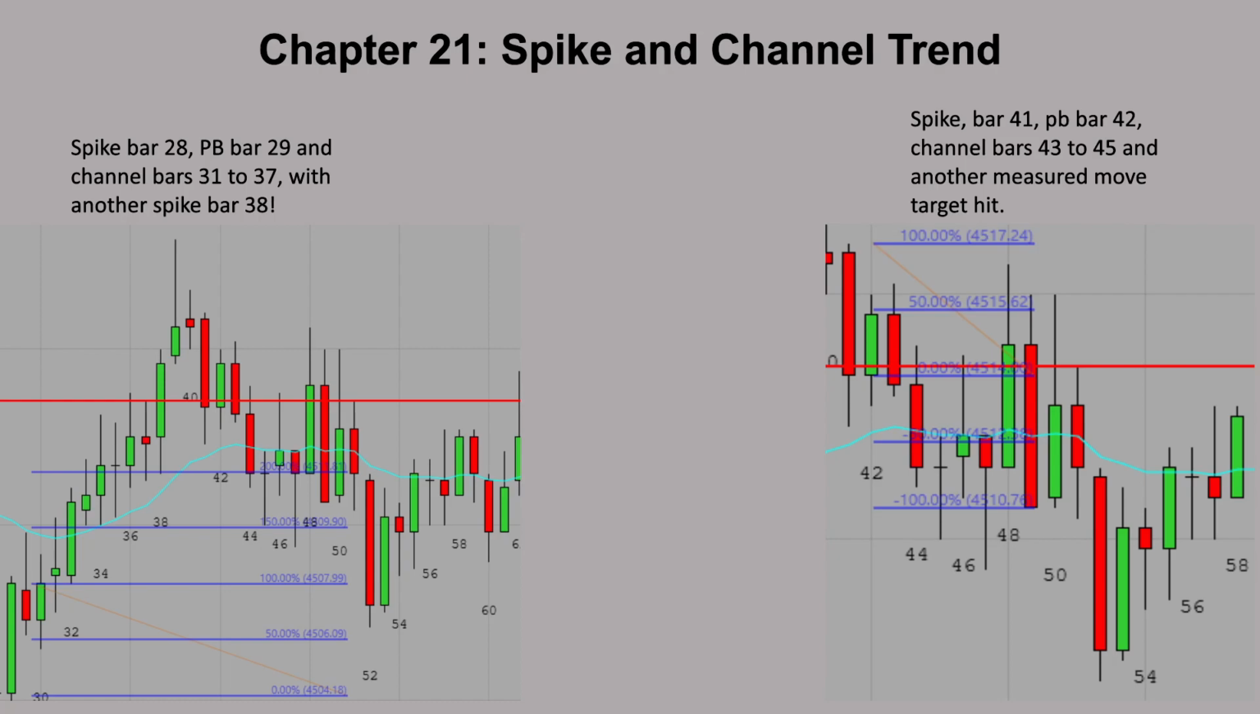And then on the right, it's just bars 41 through 49 here, but it's the same concept. Although I kind of messed up my measured move a little bit on the top. I should have brought it down a little bit, but it doesn't really matter. The measured move is still hit, and you have a spike bar 41 with a pullback bar 42, and then you get a channel follow through. It's a tiny channel, just a 3-bar micro channel, but it's still there, so I wanted to include it just to have a bearish example as well.